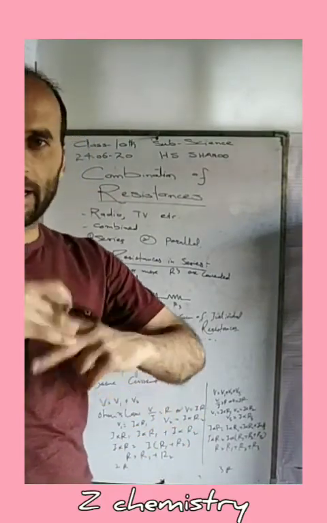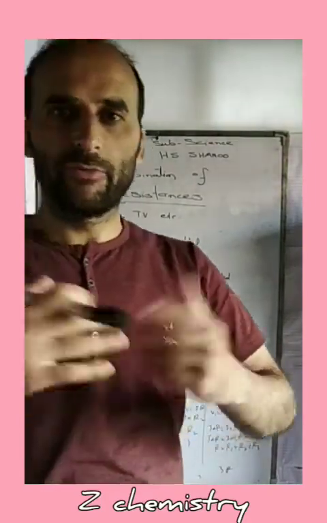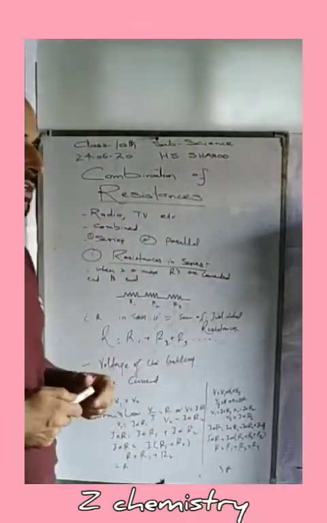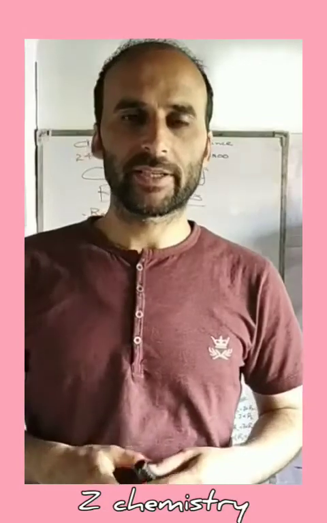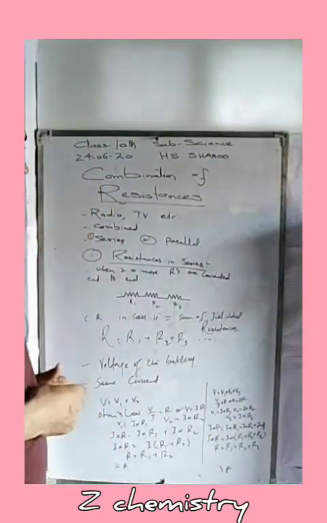in case of certain electronic gadgets or electronic equipment like radio and television sets, we usually combine these resistances, and that particular case is known as combination of resistances. The combination is done in two ways: one is series and another is parallel.